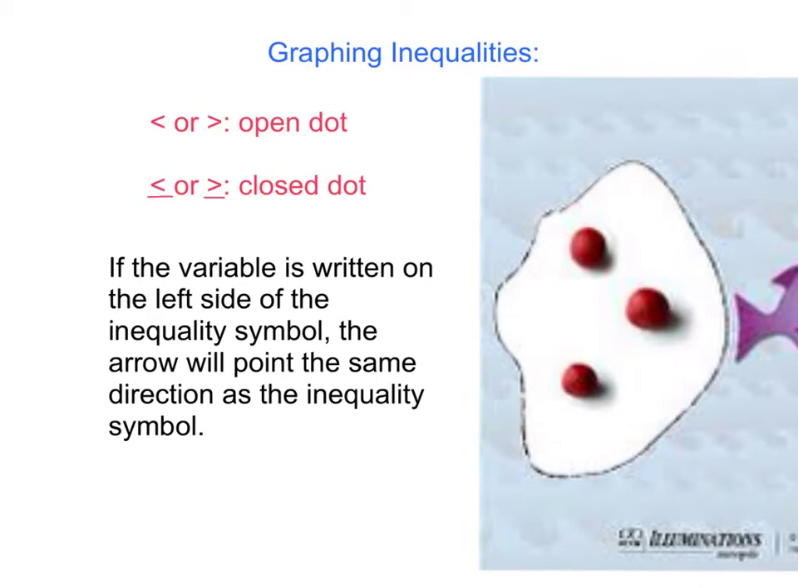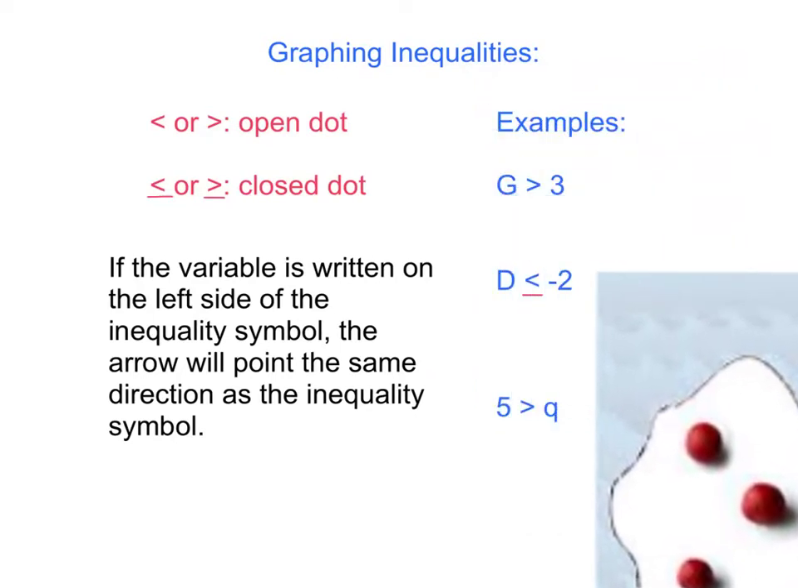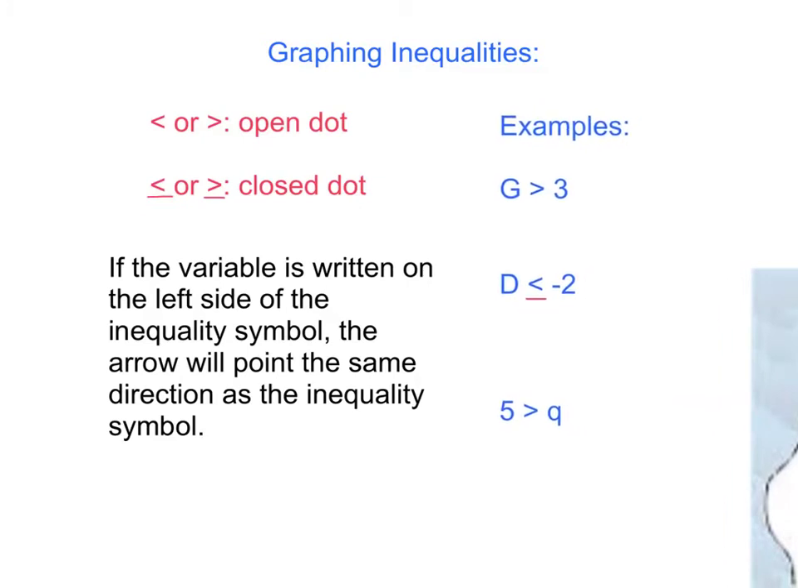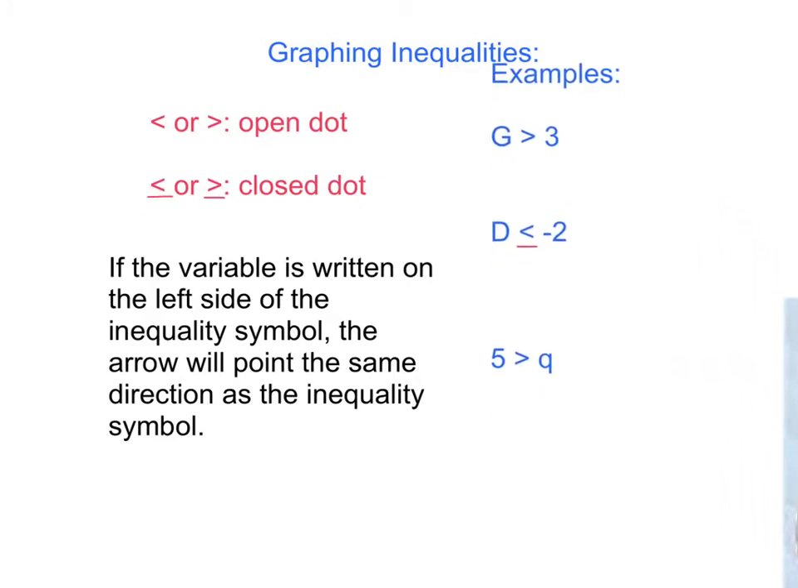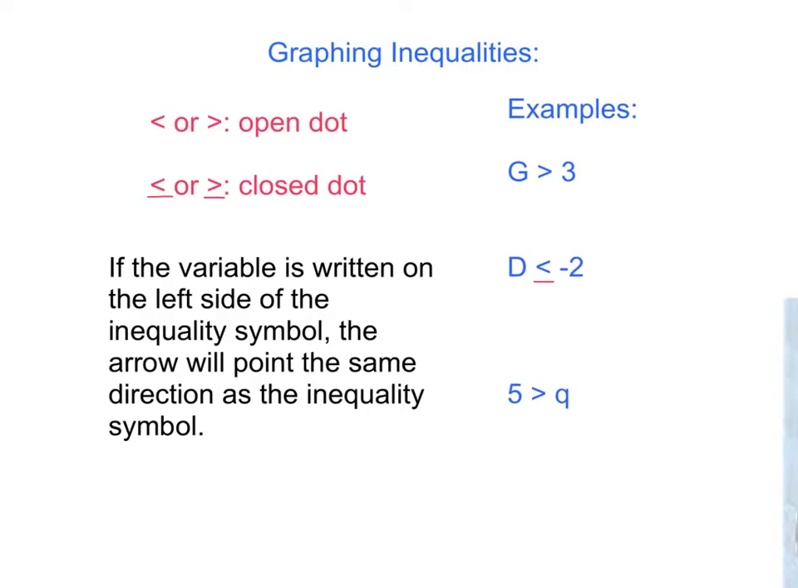And if you always write the variable on the left side of the inequality symbol, the arrow will point the same direction as the inequality. Please take a moment to pause this video and write down these 3 rules. Now I'd like to try a few examples. The first example is g is greater than 3. Well, I know that it's just greater than, so that tells me I'm going to have an open dot.